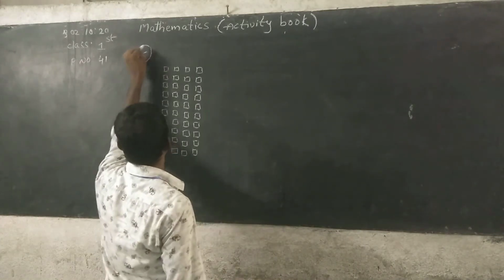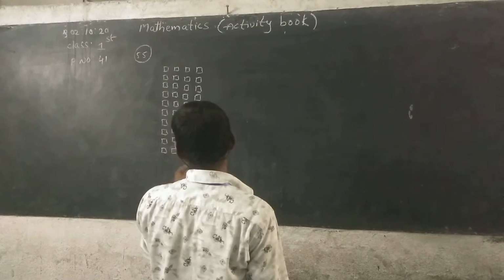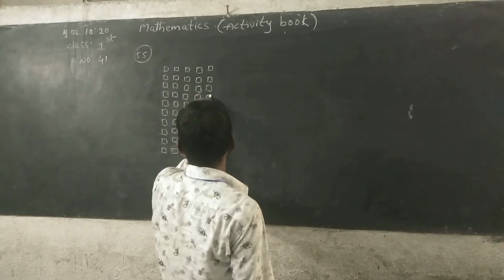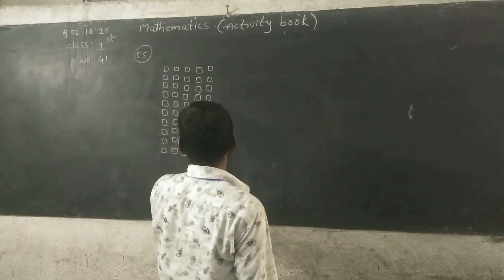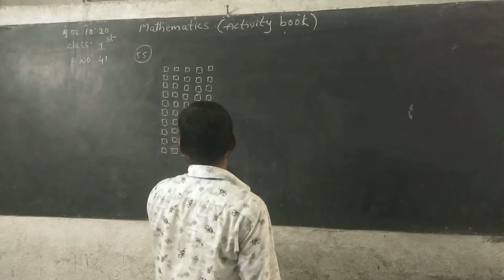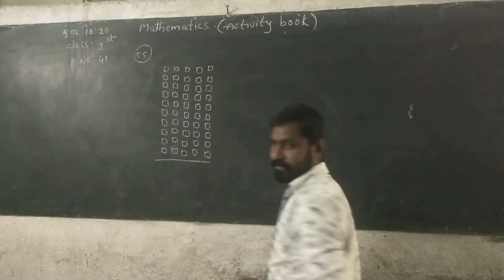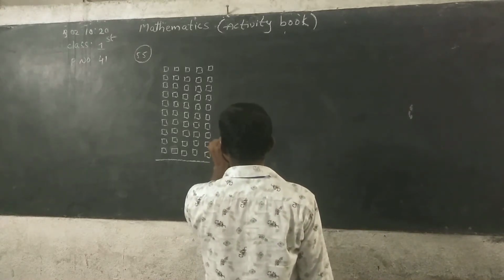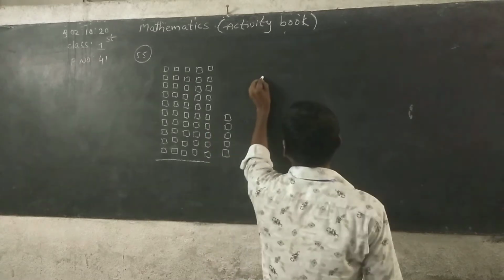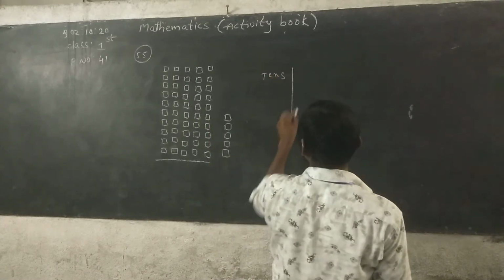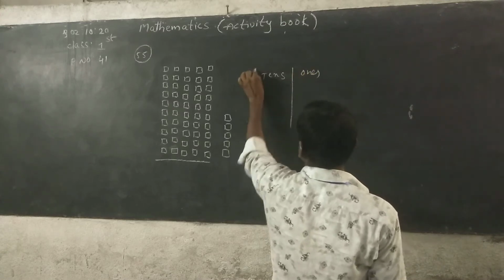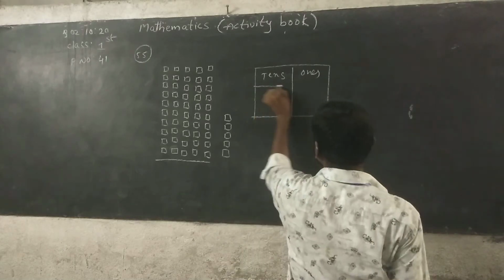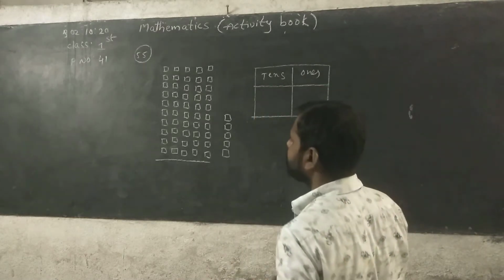55 means you can make 5 piles. Okay, each pile contains 10 boxes. 1, 2, 3, 4, 5, 6, 7, 8, 9, 10. So these are the tens place. Next, 5 boxes: 1, 2, 3, 4, 5. Now here, tens, ones. See here, in the tens place, which number can you write?